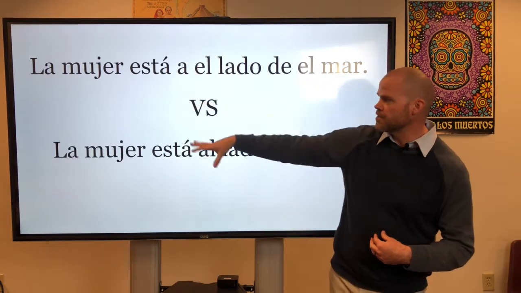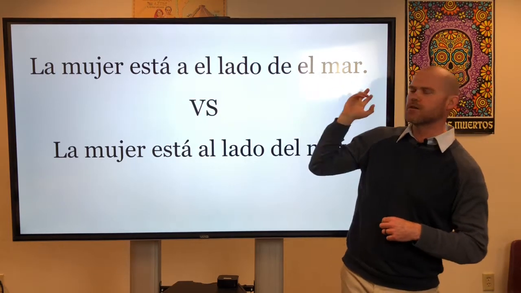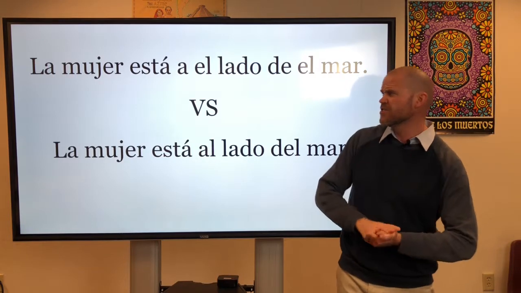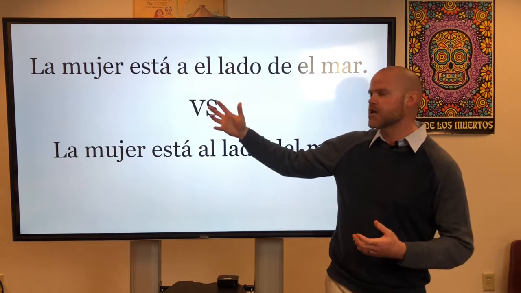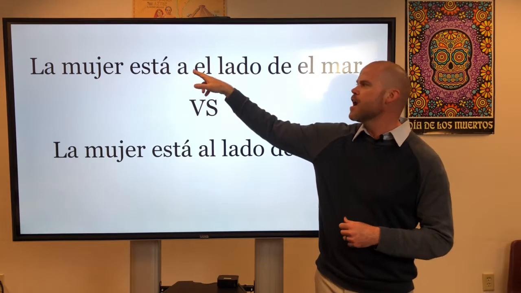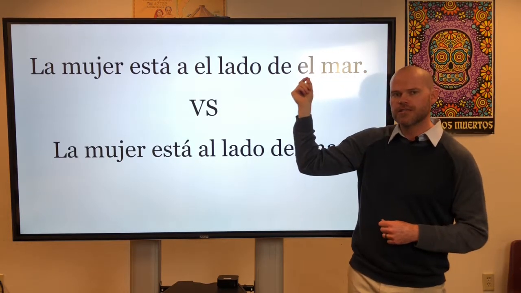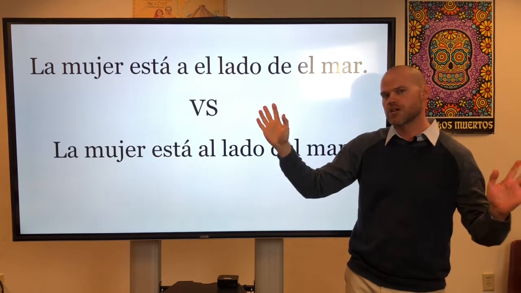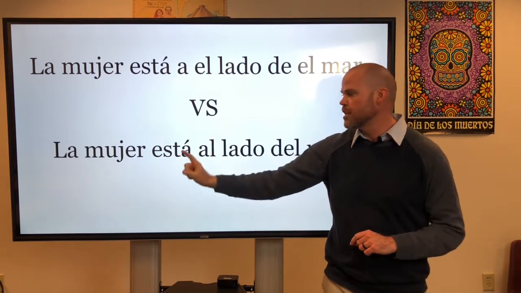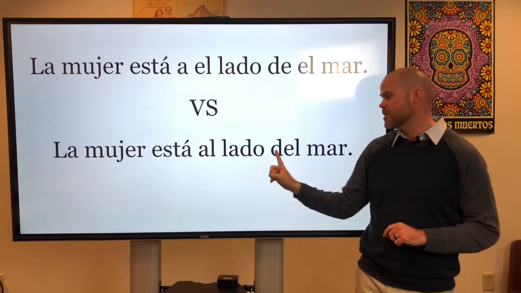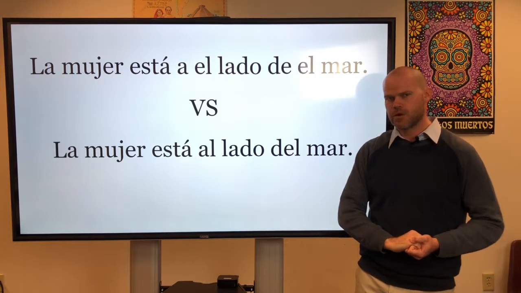So here we have these sentences right here to show you. So la mujer está a el lado de el mar is completely incorrect. It just kind of sounds awkward and it feels awkward to say, right? So what I have to do here to form these contractions is, just like we saw previously, a and el need to be contracted to al, and de and el need to be contracted to del. Again, those are the only two contractions in the entire language, and they're right there for you. So the correct way to say this sentence would be la mujer está al lado del mar. Go ahead and say that. La mujer está al lado del mar.